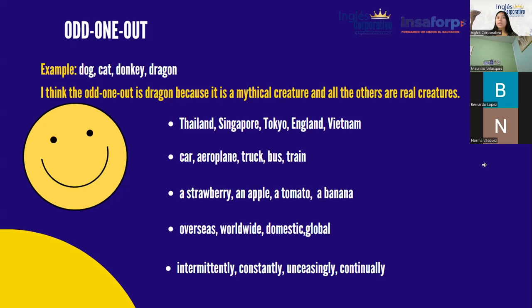Which one is the odd one out? Tomato. A tomato. Why a tomato? Because it's a vegetable. Okay, because the others are fruit. Very good. Okay, that is one option.